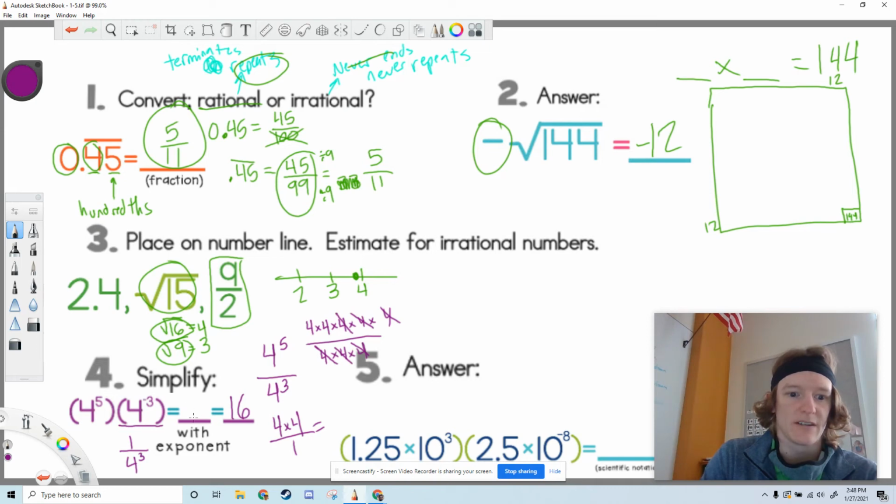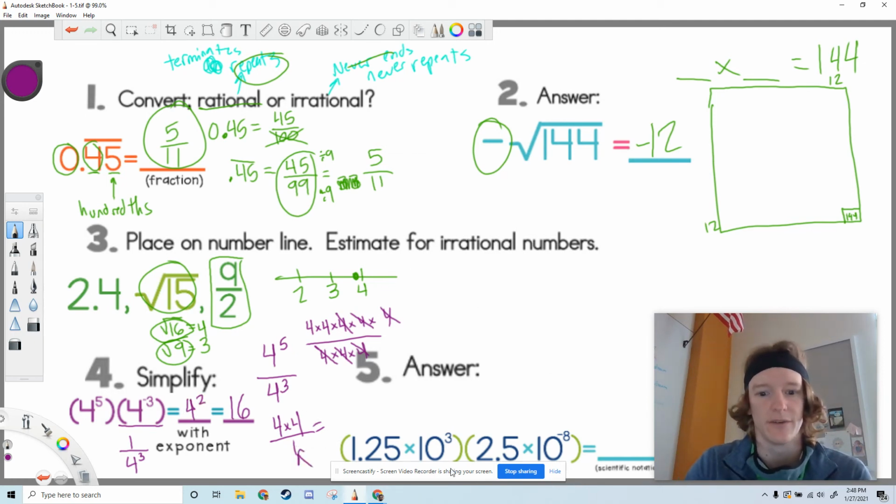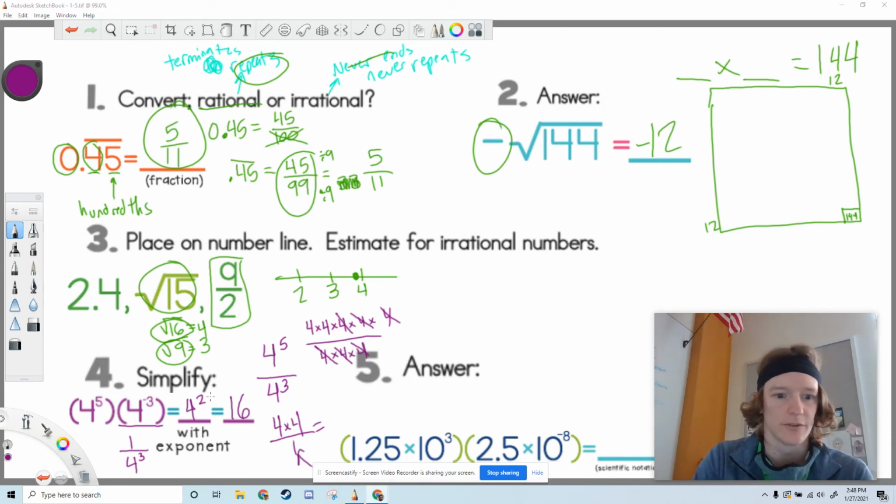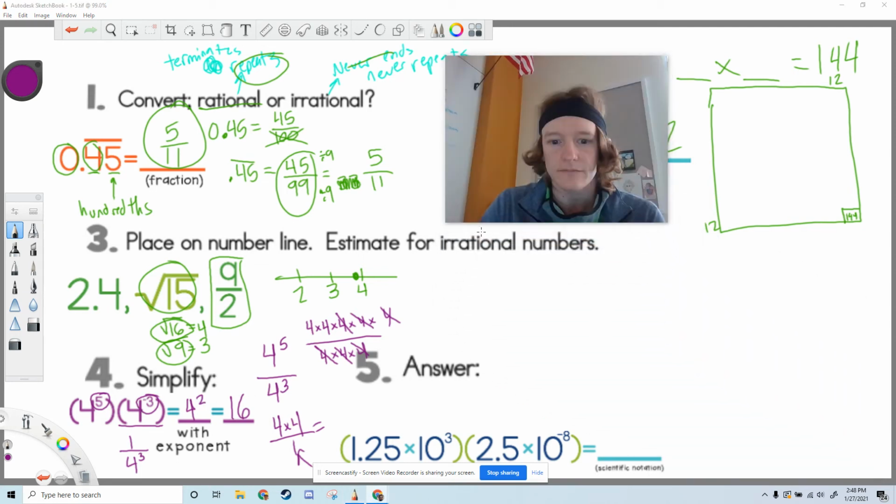Now, I'll backtrack a little bit. This is the same thing as 4 to the 2nd power. This 1 underneath, we can just ignore it. It's a 1 in the denominator of the fraction, and we don't need it. So 4 to the 2nd power, 5 minus 3 is 2. 4 to the 2nd power is 16.